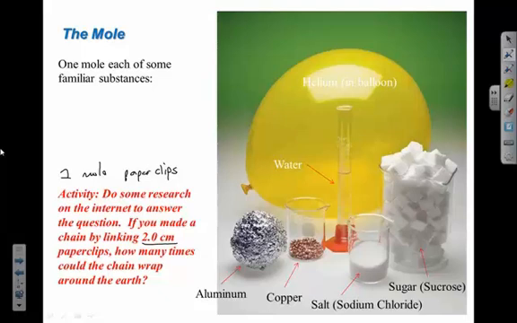So maybe we want to first make any guesses. Anyone want to venture a guess as to what the answer is before we calculate it? 2 times? Any other guesses? The 2 centimeters, so about a little less than an inch.